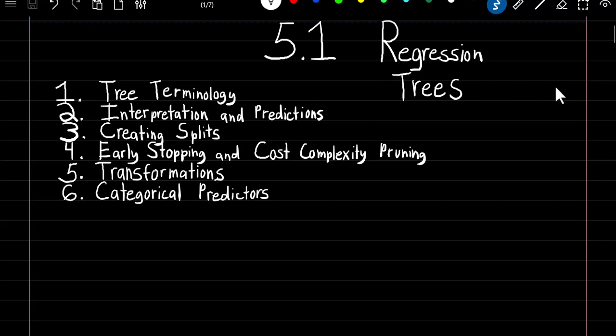What's going on, guys? This video will mark the start of Chapter 5, where we'll be covering tree-based algorithms. So today we'll be covering regression trees, next section we'll be covering classification trees, and then after that we'll go into our ensemble methods such as random forest and boosted.